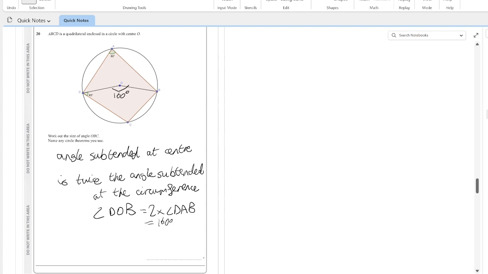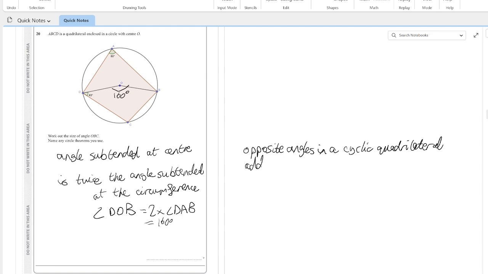But next, we have that opposite angles in a cyclic quadrilateral add up to 180 degrees. And it's very important that you write these out because it says name any circle theorems used. And so this is 100 degrees. And so angle OBC is equal to 360. Remember that the angles in the quadrilateral add up to 360 degrees. And then you subtract all of these and you get 57 degrees.